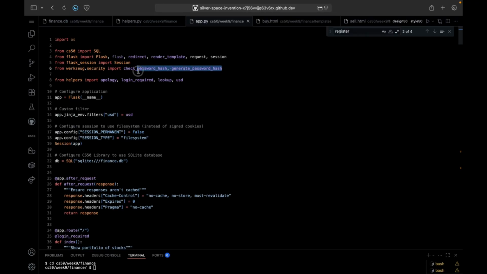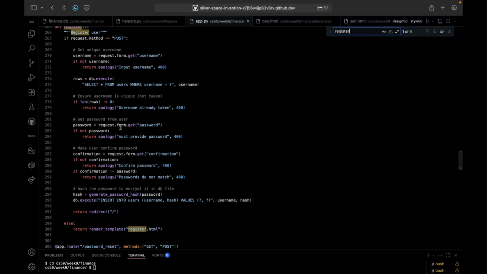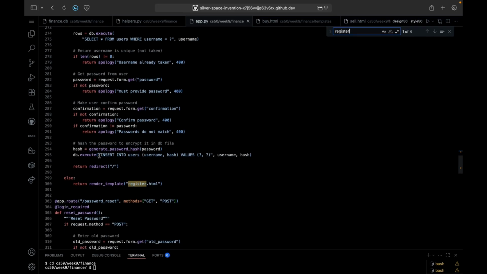At the top of our application, you'll notice that we imported the Werkzeug security library for password hashing. When we examine the user registration function, you can see that we take input for the user password, and then we actually hash this password, and then we do db.execute to insert this password into the SQL database.